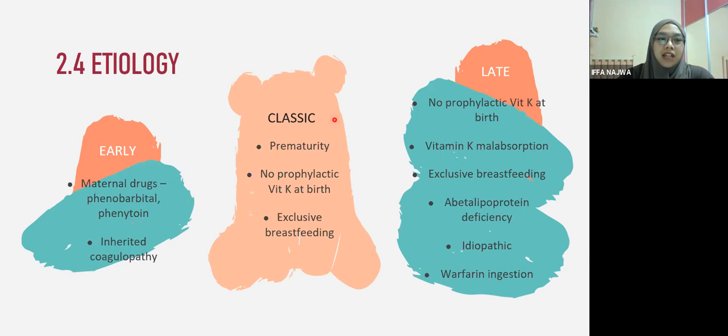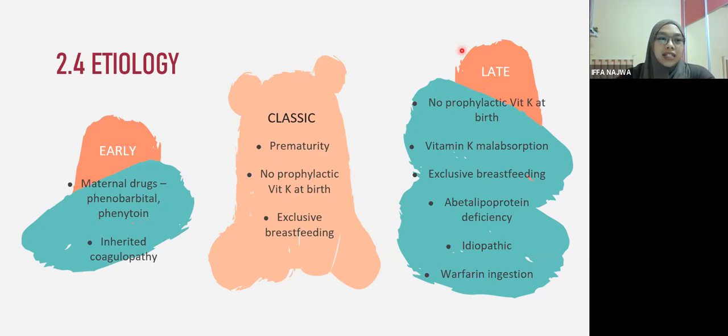So for classic VKDB, it is common and most often in exclusively breastfed infants who did not receive any vitamin K prophylaxis at birth. Because, as I mentioned, breast milk is a poor source of vitamin K. Severe vitamin K deficiency is also more common in premature infants because of lack of free vitamin K from the mother, coupled with absence of bacterial intestinal flora, normally responsible for the synthesis of vitamin K.